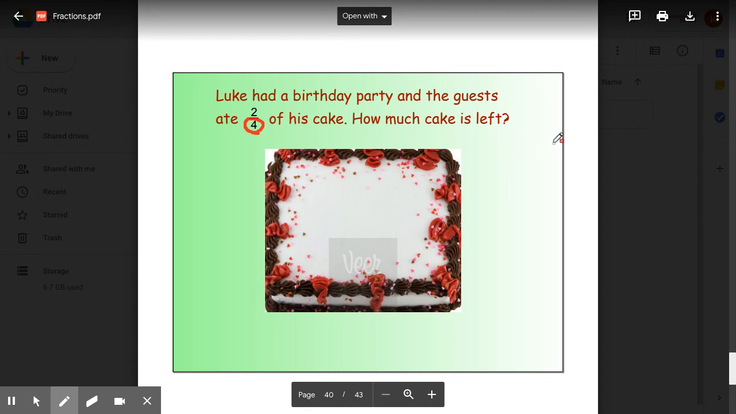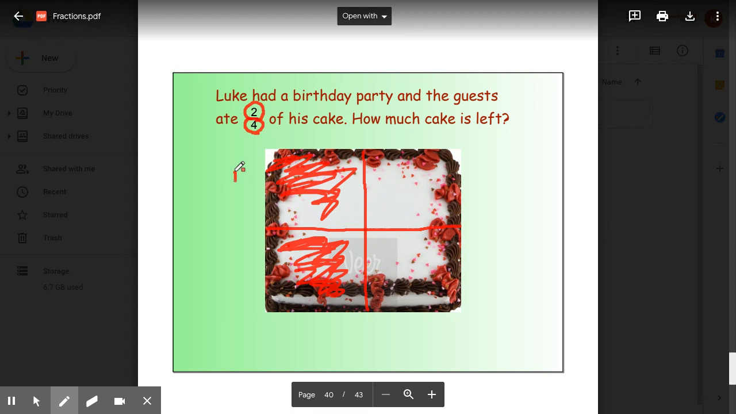I want you to pause the video, draw a rectangle or square, and then partition your shape into 4 parts. Ready? Pause. All right, if your cake looks like mine, you are correct. I now have 4 equal parts of the cake. It says that his guests ate 2/4 of the cake, so 2 of the parts were eaten. This shows that 2 of the parts were eaten.